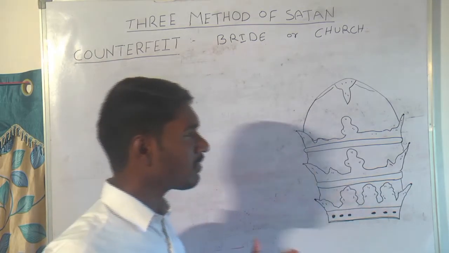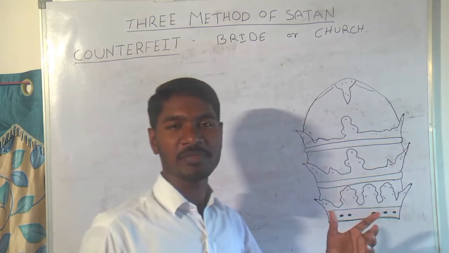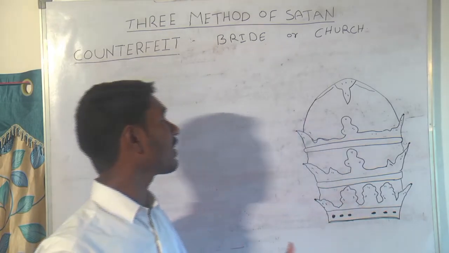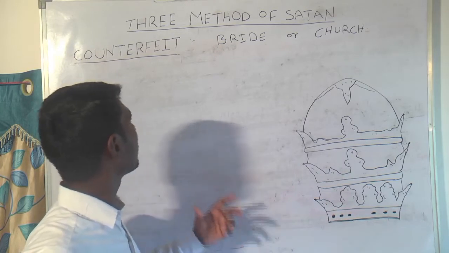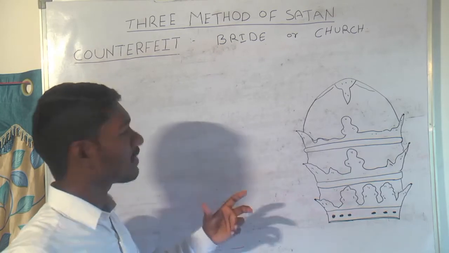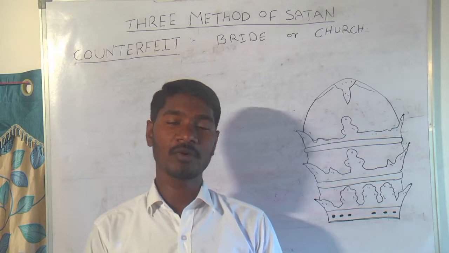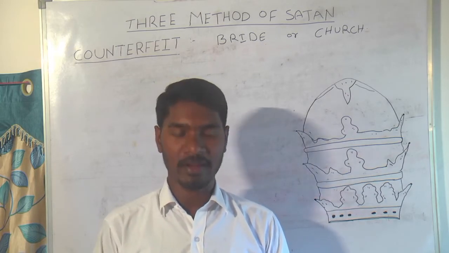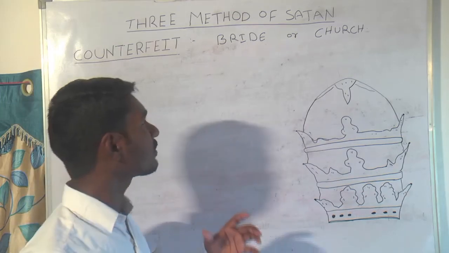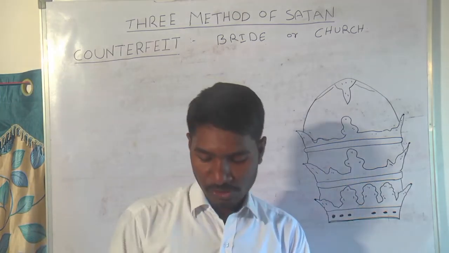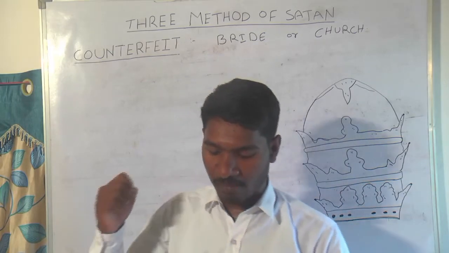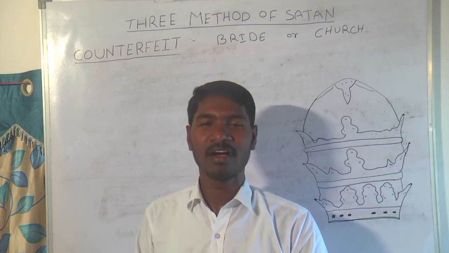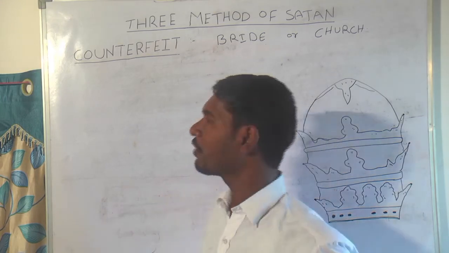We saw a couple of days back how he uses the first one, camouflage. The second one we are seeing is counterfeit. We have seen about counterfeit light, counterfeit angel, and counterfeit lion. Now we are going to discuss how the devil counterfeits the bride of the Lord Jesus Christ.